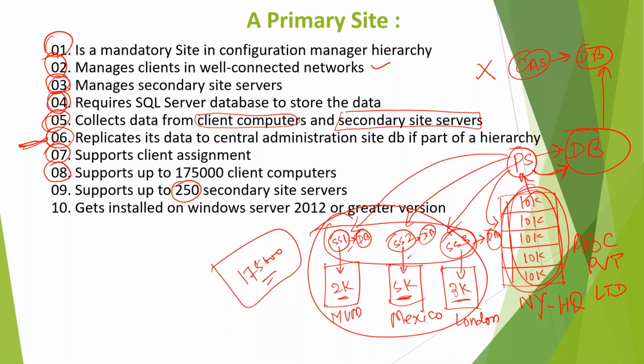It can have a maximum of 250 secondary sites. That's the limit. It can be installed on Windows Server 2012 or greater. That's your primary site server, guys. I hope you understood this primary site server.